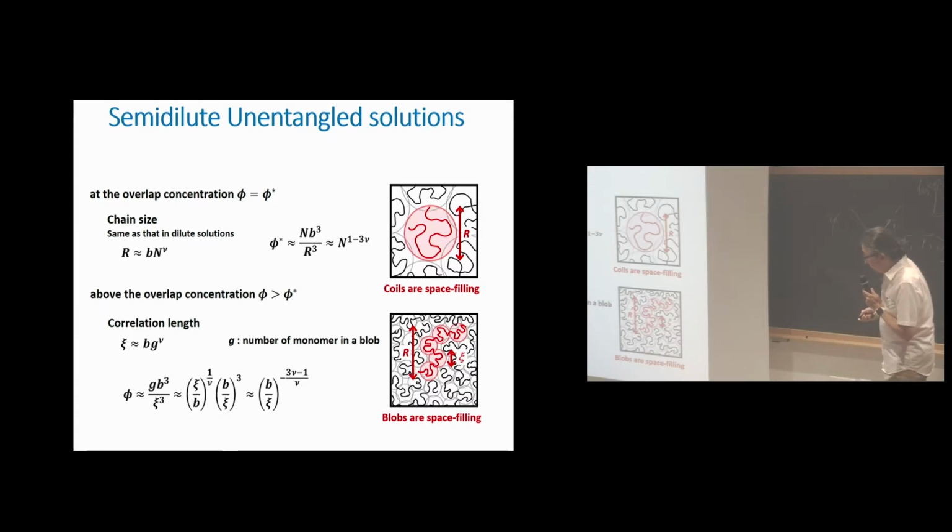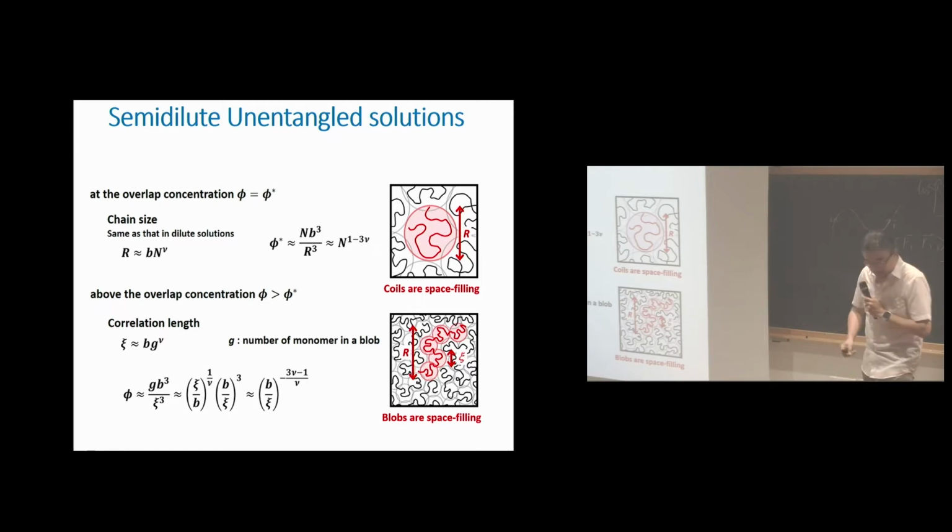It is important that blobs are also space-filling, so that the concentration of polymer should be the same as the volume of monomers in one blob. So ξ cubed is the volume of a blob, and then this is the volume of a monomer, and g is the number of monomers in a blob.